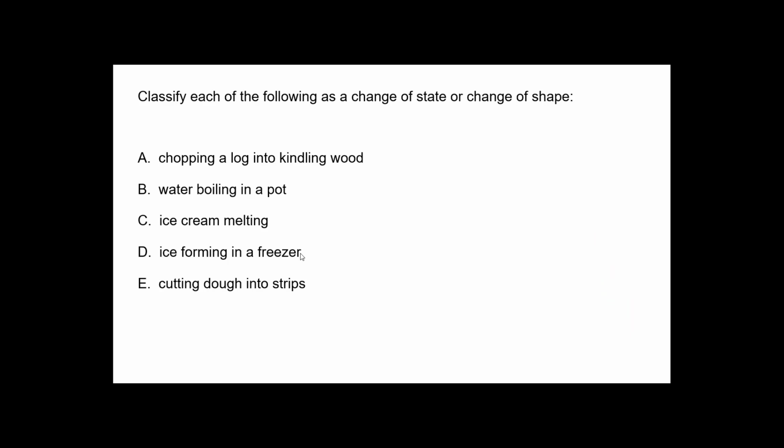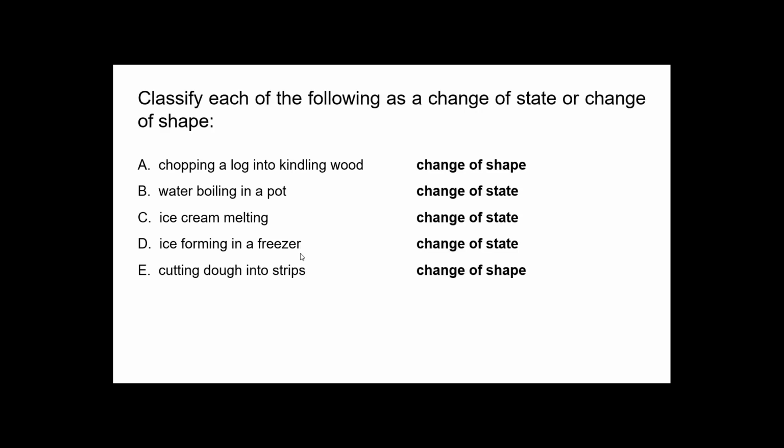All right, so let's take a look at some examples. Classify each of the following as a change of state or a change of shape. I believe I have all the answers, so let's just break them down. Okay, so chopping a log into kindling wood. Ask yourself, is it what you started with? Is it the same after whatever took place? And in this case, yes, it's a log, so it's just a change of shape.